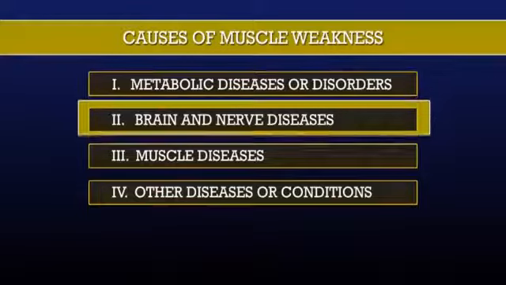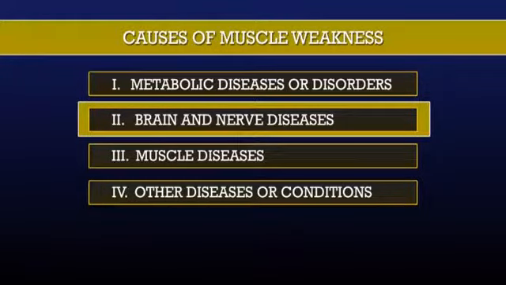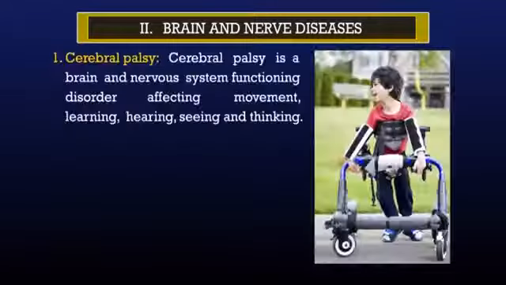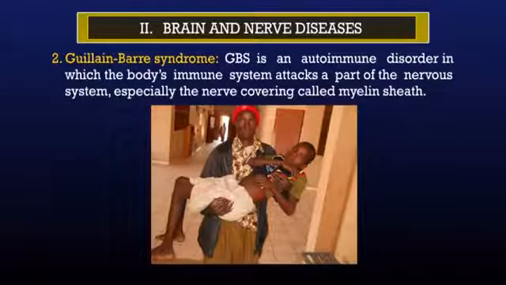And the second one is brain and nerve diseases. In this we have, first one, cerebral palsy. Cerebral palsy is a brain and nervous system functioning disorder affecting movements, learning, hearing, seeing and thinking. And second one, we have Guillain-Barré syndrome. Guillain-Barré syndrome is an autoimmune disorder in which the body's immune system attacks especially the nerve covering called the myelin sheath.